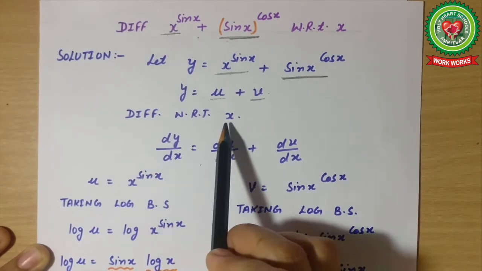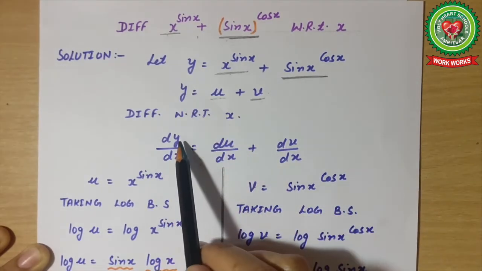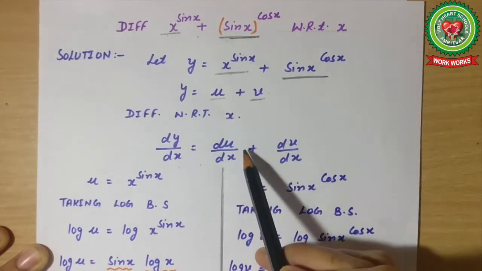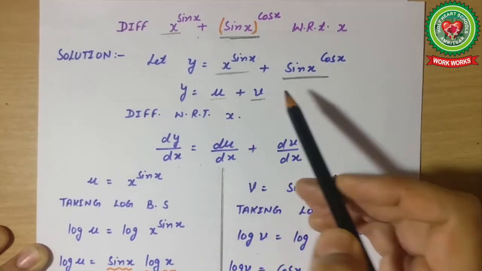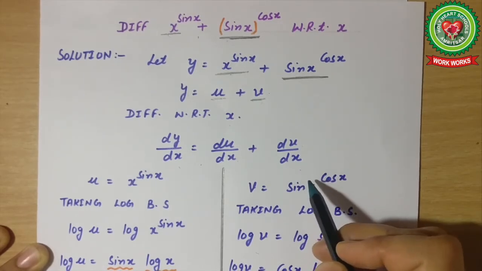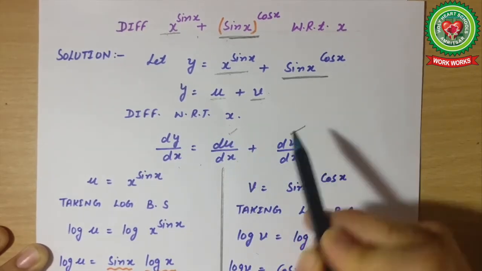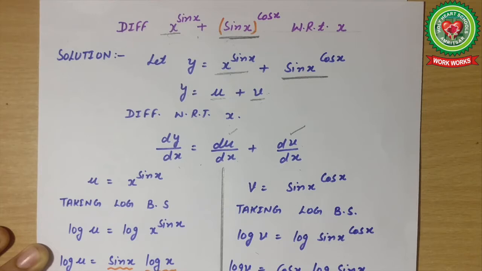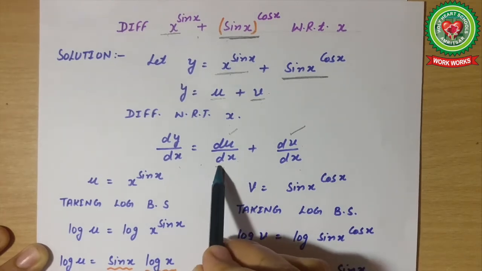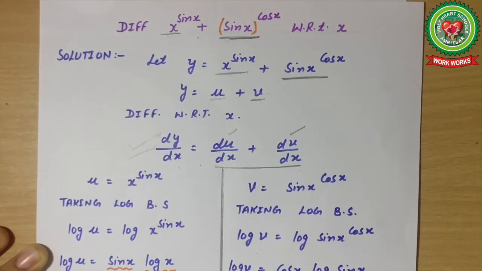Now, differentiate with respect to x, both sides. Now, no x is there, no variable will change. So, y differentiation is dy upon dx, u differentiation is du upon dx, v differentiation is dv upon dx. Now, by solving, we will find out the value of du upon dx. We will find out the value of dv upon dx. At last, we will put that value here and we will get the value of dy upon dx. Then how we will find out the value of du upon dx?